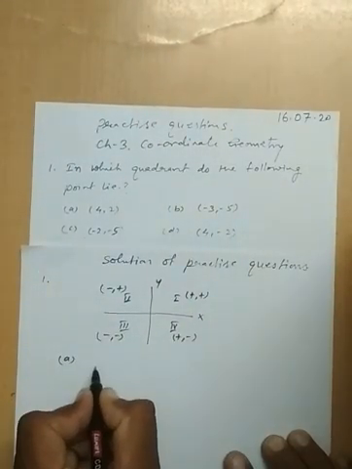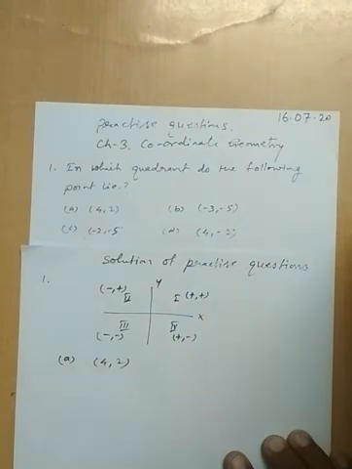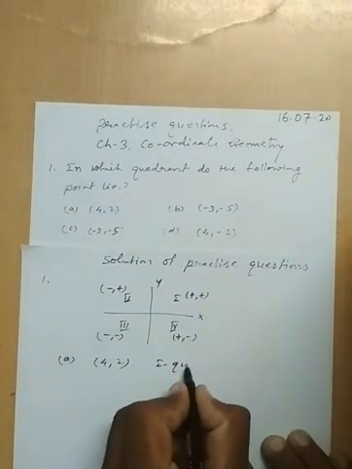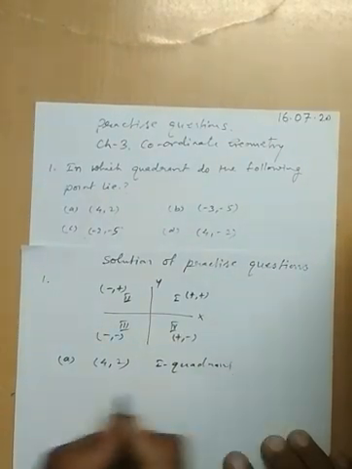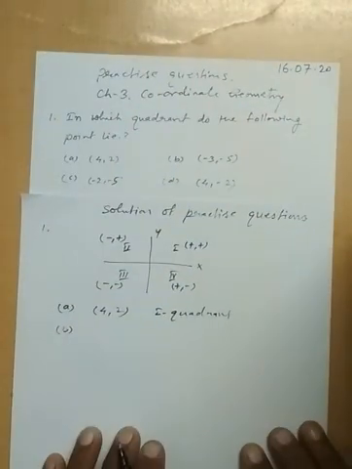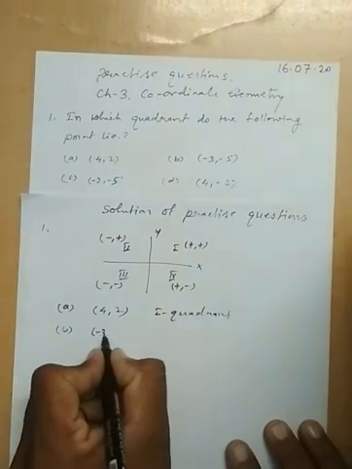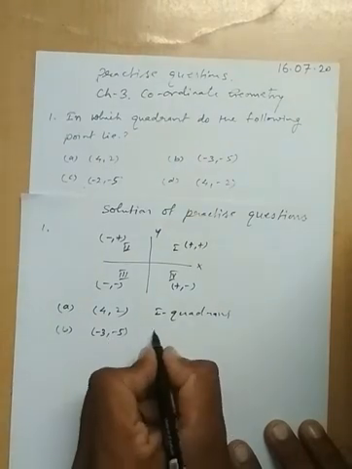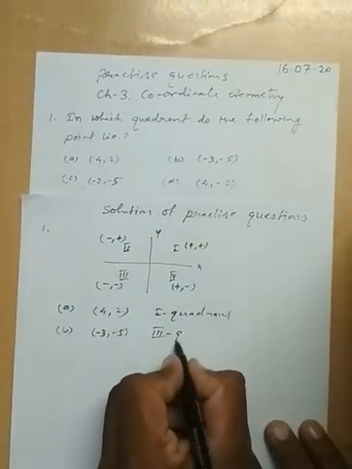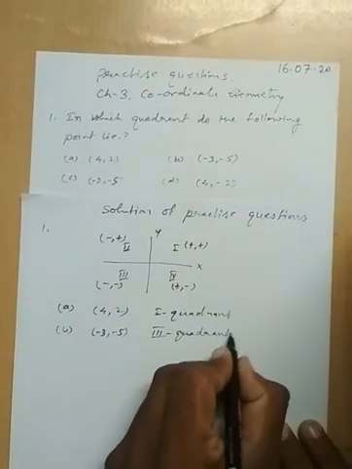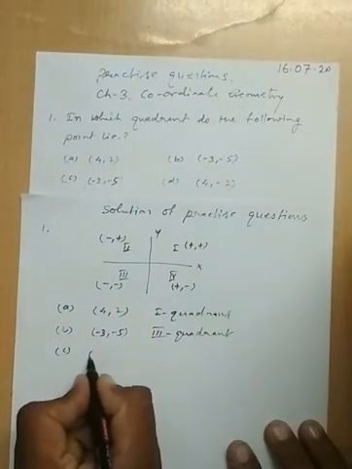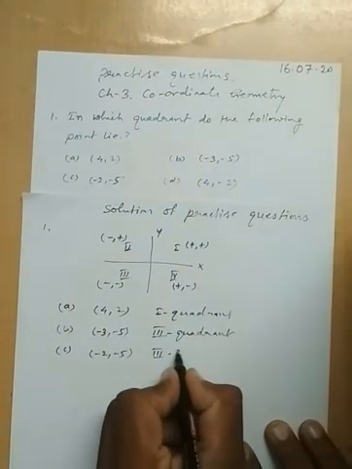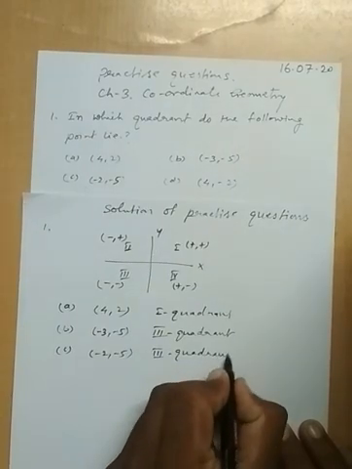Our first point is (4, 2). 4, 2 both are positive, so it lies in the first quadrant. Second part is (-3, -5). Both the signs are negative, so it lies in the third quadrant. Again (-2, -5). Both the signs are negative, so it also lies in the third quadrant.